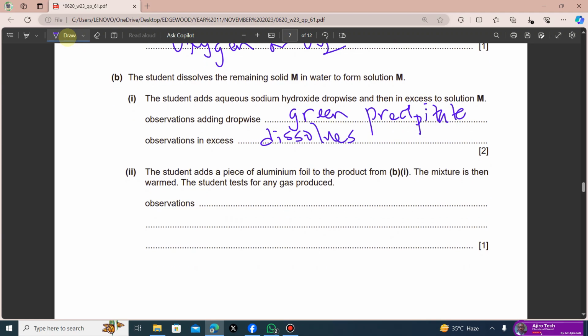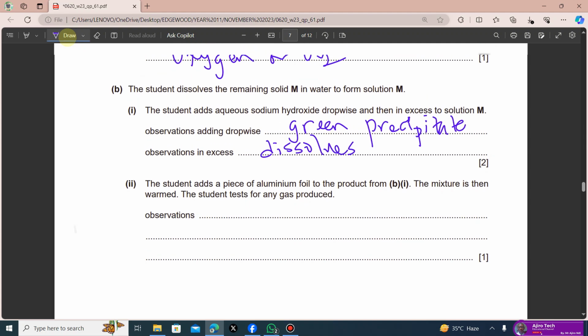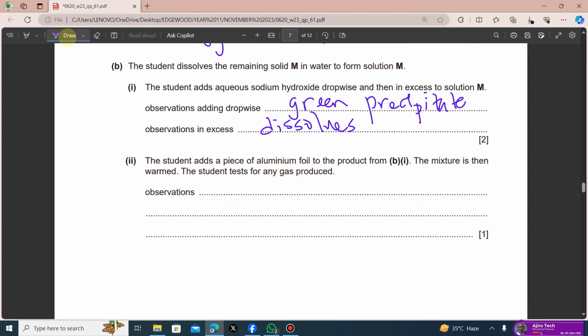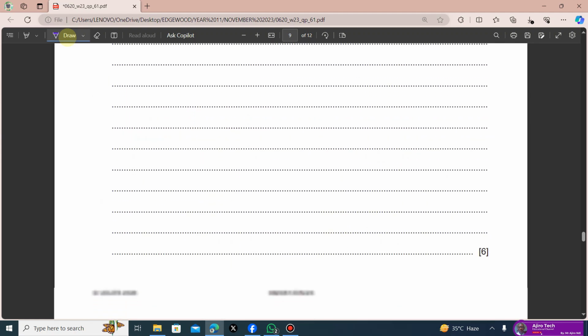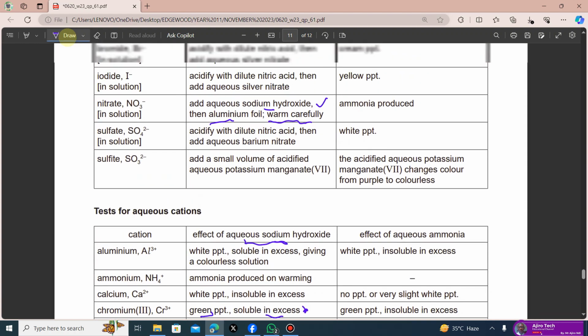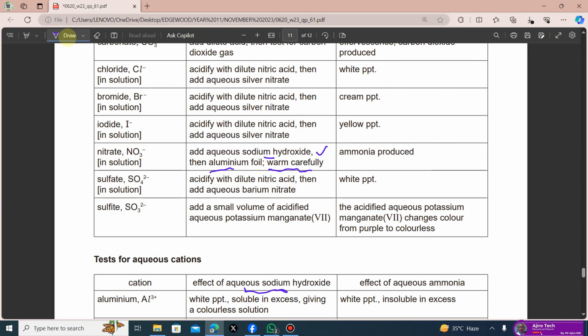Now, the student adds a piece of aluminum foil to the product from B1. The mixture is then warmed. The student tests for any gas produced. What will be the observation? Now, remember that when we consulted the table, we saw an instruction like this, and it was a test for nitrate. So we consult the table again. We see that it's a test for nitrate: add aqueous sodium hydroxide, aluminum foil, and warm carefully. What gas is produced? Ammonia gas is produced.